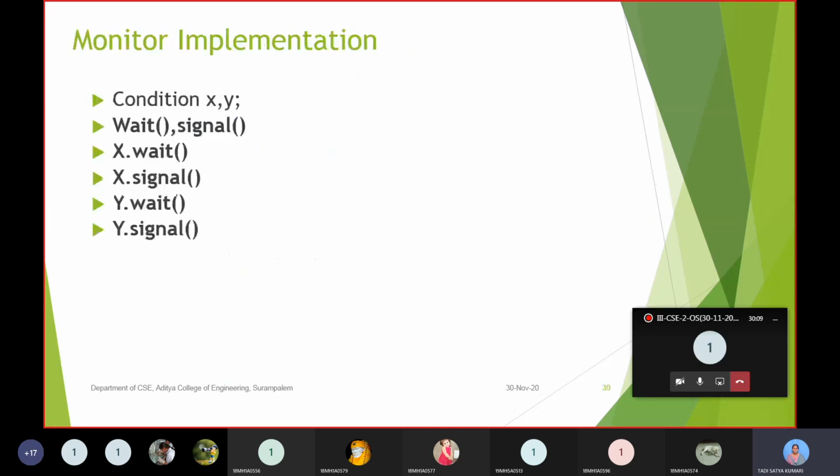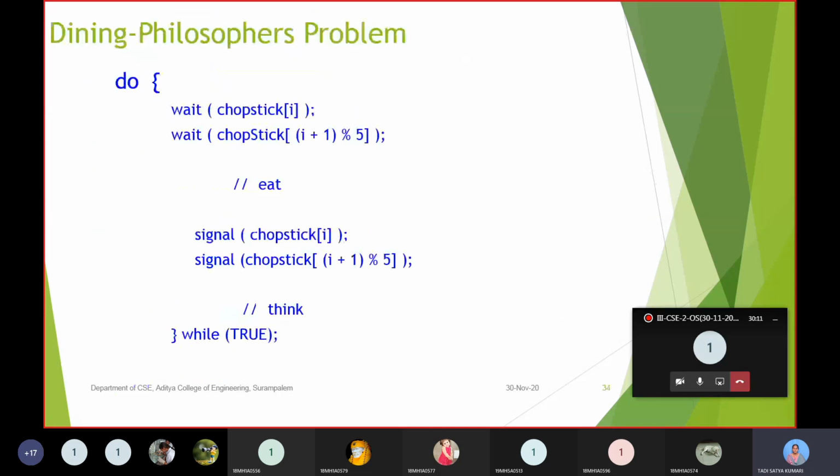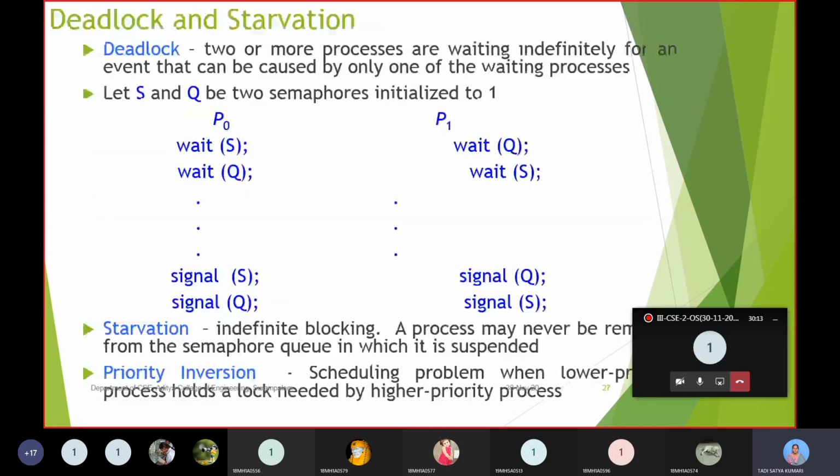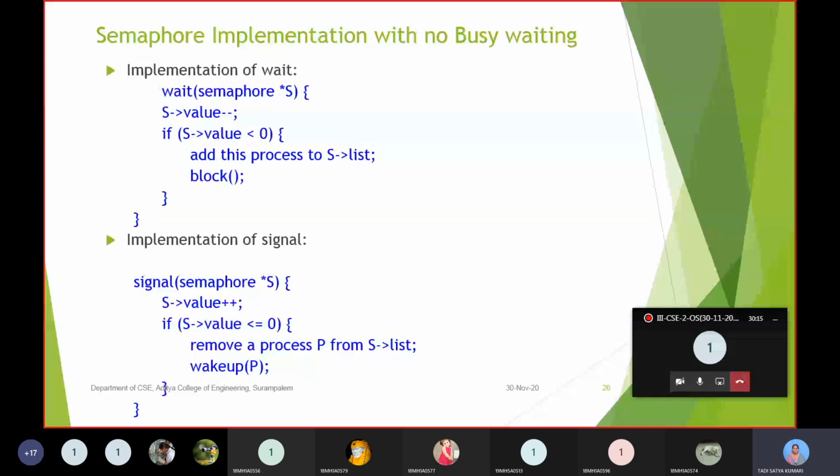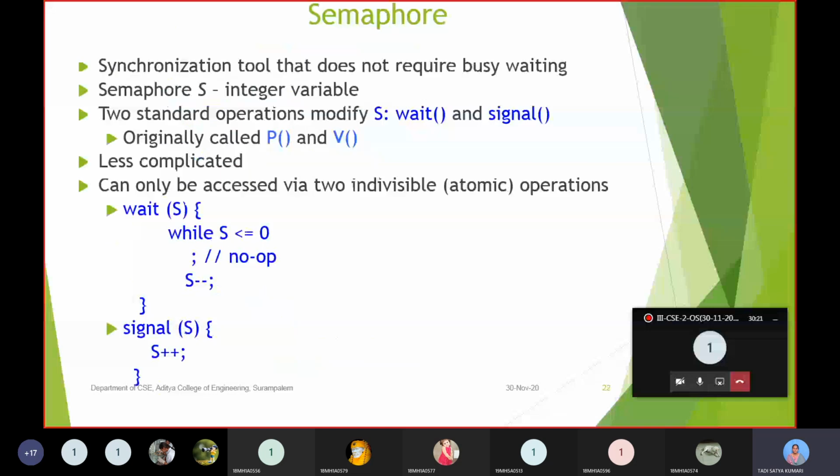Once again we will go back and see what is the wait and signal operation, because without that we can't proceed. You can see here. Are the wait and signal operations visible? What are we doing in the wait operation and what are we doing in the signal operation?